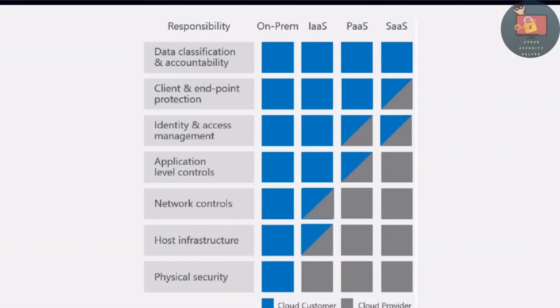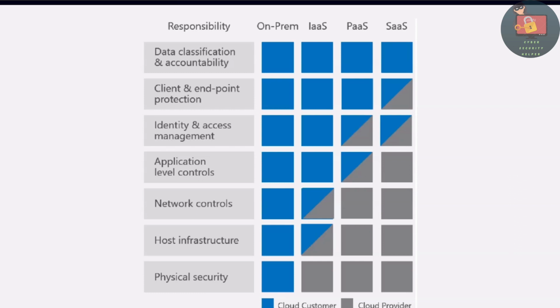All right, so in this diagram, you see all our service models: infrastructure as a service, platform as a service, software as a service, and also it's contrasted with on-premise. The blue refers to what is in the responsibility of the customer. The gray is what's in the responsibility of the cloud provider. And it's also important to see that some of these security responsibilities are shared between the two.